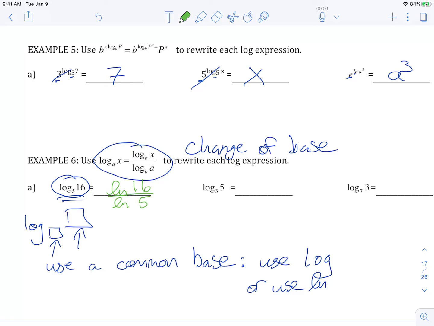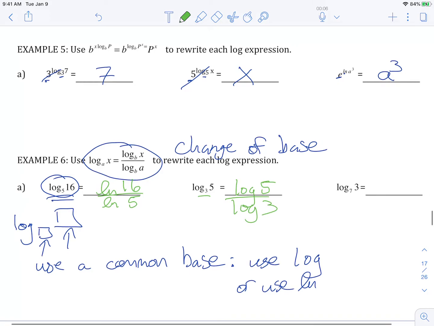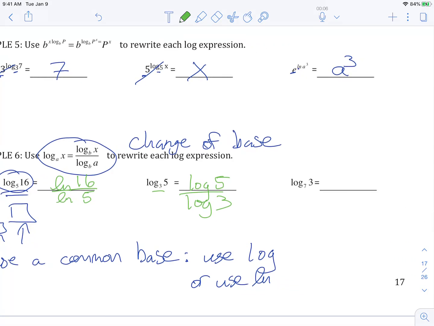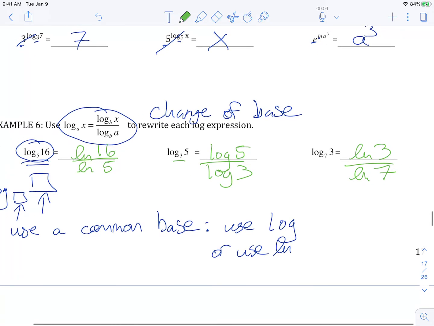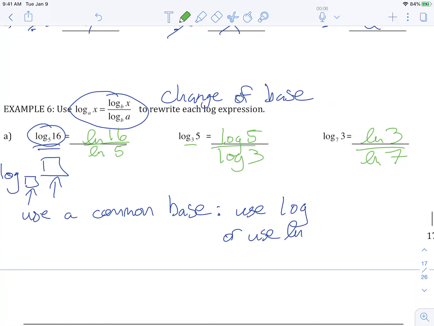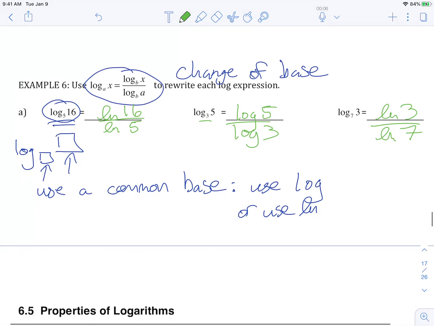And this you can evaluate in your calculator. This time I feel like a common log. So we'll go log, which is base 10, of 5, over log, which is base 10, of 3. And this time I'm feeling natural. So I'll go natural log of 3 over natural log of 7. All right, so these are the different ways of using the change of base formula. And now with this, you could evaluate any log that you're not as familiar with.